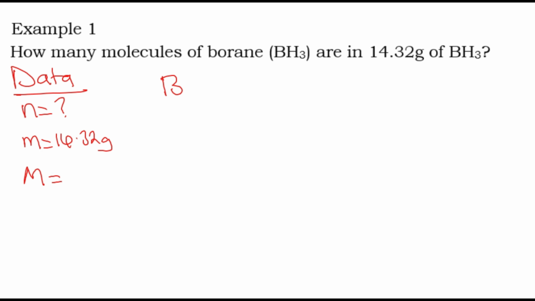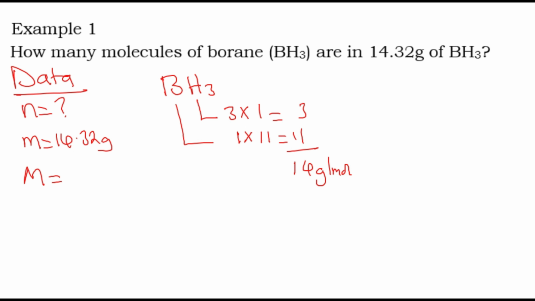So let's determine the molar mass, BH3. Number of atoms of hydrogen, 3, relative atomic mass of hydrogen, 1; boron, number of atoms, 1, relative atomic mass, 11. So we get 3, get 11. So we get 14 as the molar mass of boron. So we add units, grams per mole. So 14 grams per mole.